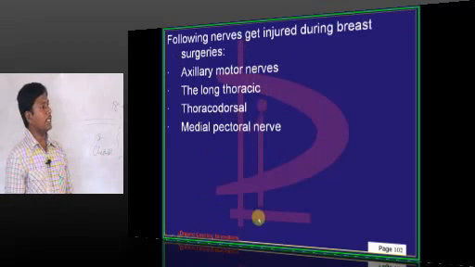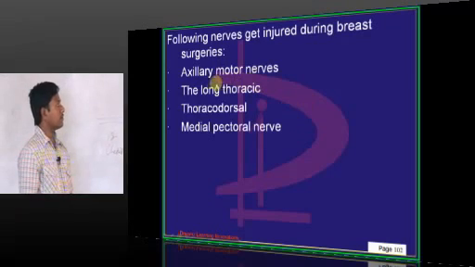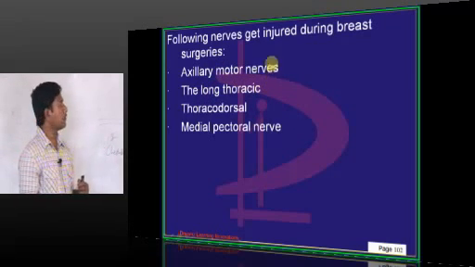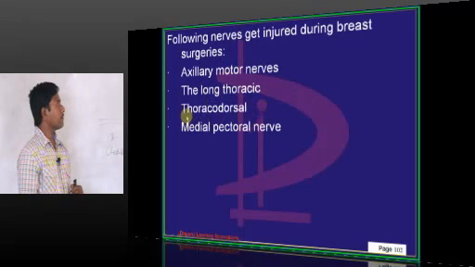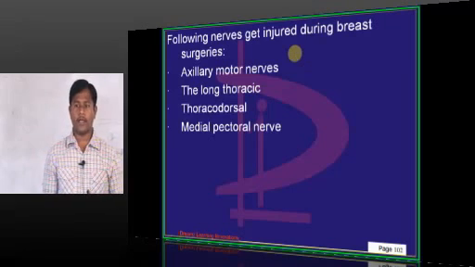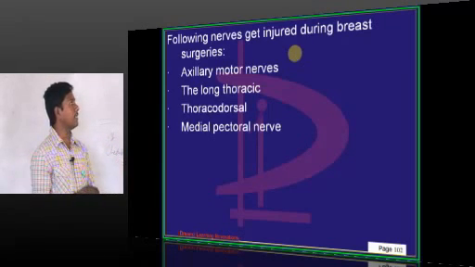Okay. The normally injured nerves during this: axillary nerves, majority of times the motor nerves present in the middlemost part. The long thoracic nerve, thoracodorsal nerve, medial pectoral nerve and intercostobrachial nerve. These are the nerves that are commonly injured during breast surgeries.